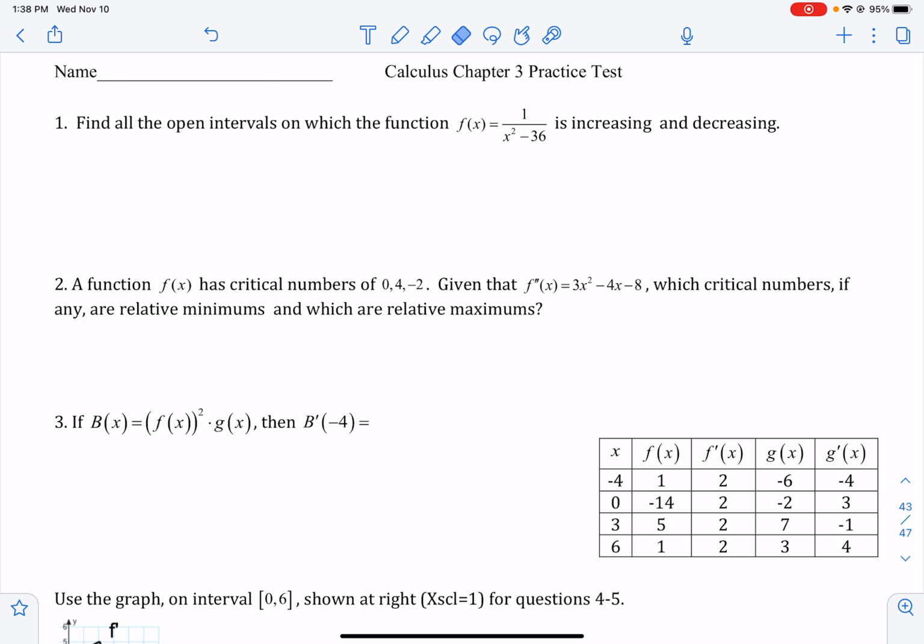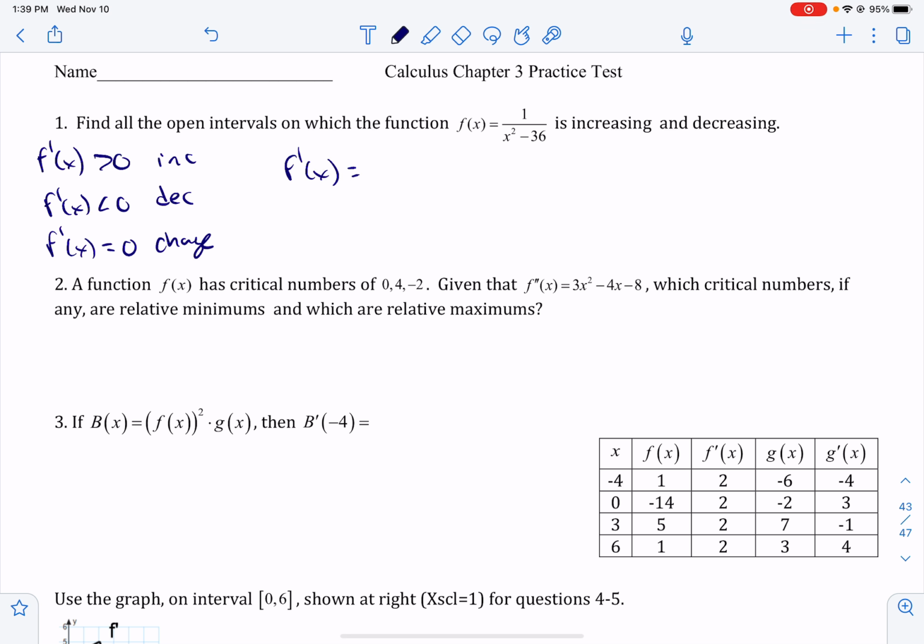So number one is asking what open intervals a function is increasing and decreasing. So if I'm looking for increases and decreases, I'm interested in my derivative. And I'm interested in if my derivative is positive, if it's greater than 0, that means I'm increasing. If my derivative is negative, that means I am decreasing. I also know that when my derivative is 0, that is when I could change from increasing to decreasing or the other way around. So the first thing I want to do is take my derivative.